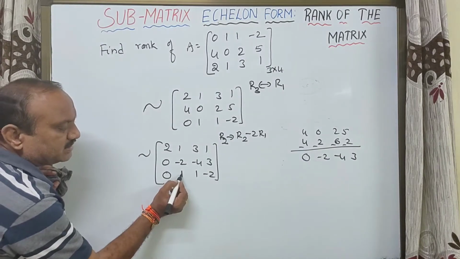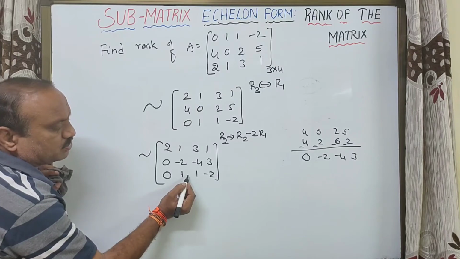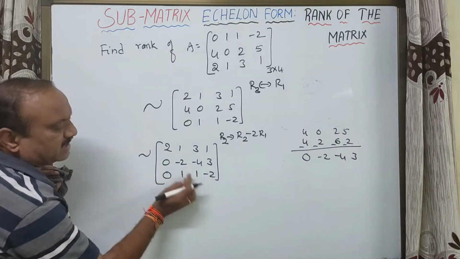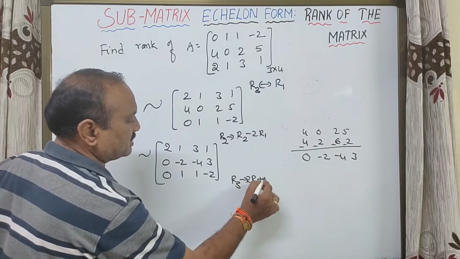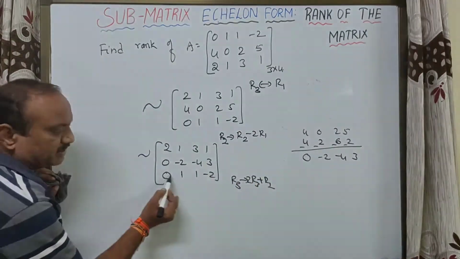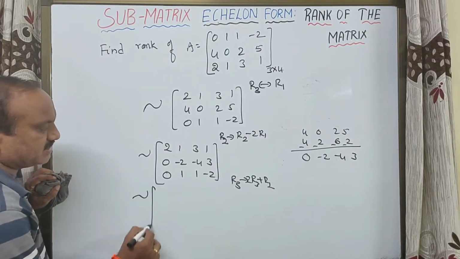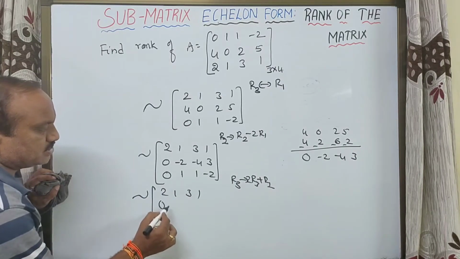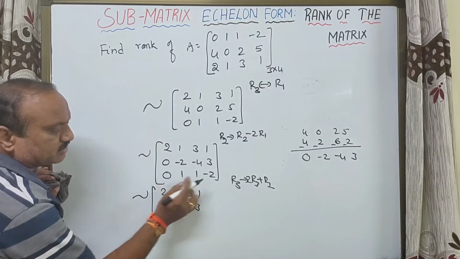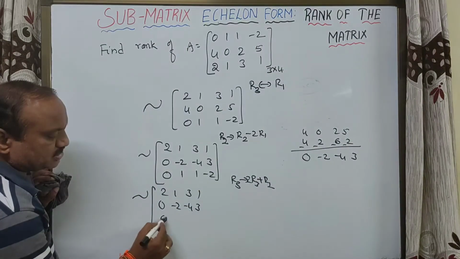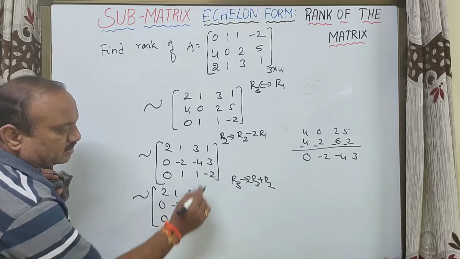Now make these elements as zeros. So multiply this equation with 2 and add. R3 changes to 2R3 plus R2. Multiply this with 2 and add these R2 elements. It is equivalent to 2 1 3 1, 0 minus 2 minus 4 3. When you multiply with 2 and add, it means 0 0 minus 2 minus 1.